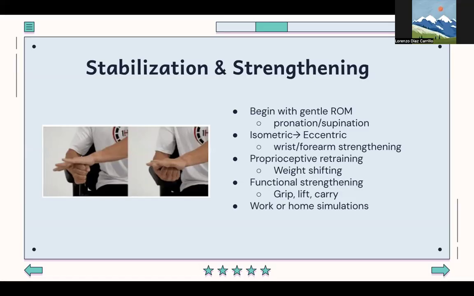And you can begin with simple squeezing like resistive putties or foam cubes, but you can also work towards carrying lighter objects and maybe even resistance bands. But again, progress slowly, progress with what you see the patient can do, and try not to exceed that 4 out of 10 pain.